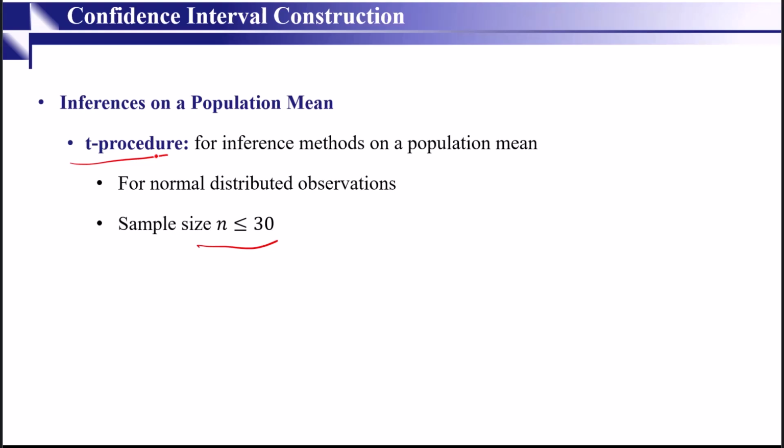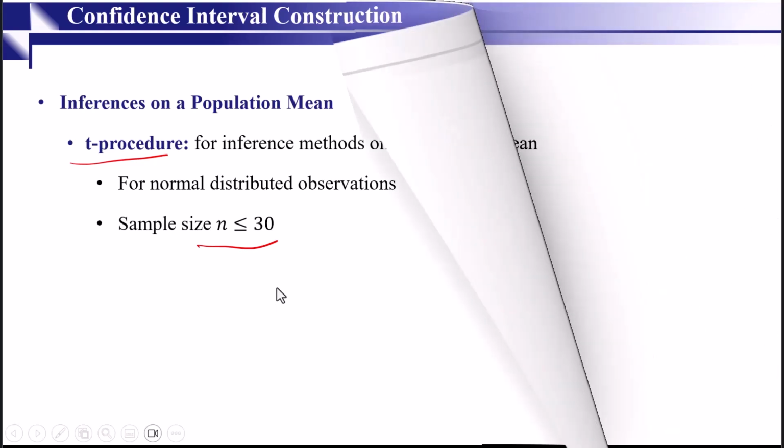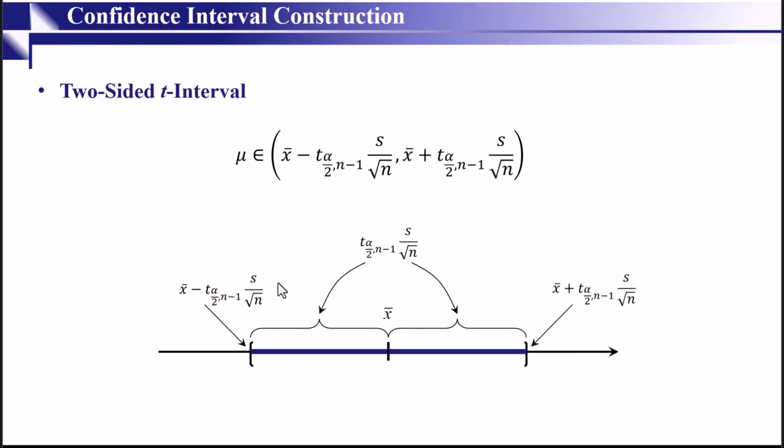It is applicable to observations from a normal distribution, as I said, and we generally use it for samples less than or equal to 30. Even if the sample is more than 30, but the standard deviation is unknown, we can go for the t-test. T-intervals provide a sensible analysis unless the data observations are clearly not normally distributed. So we have a two-sided t-interval and a one-sided interval. Now we want to study the two-sided interval.